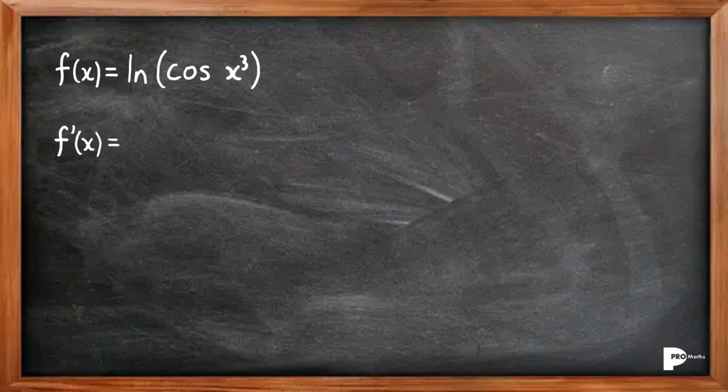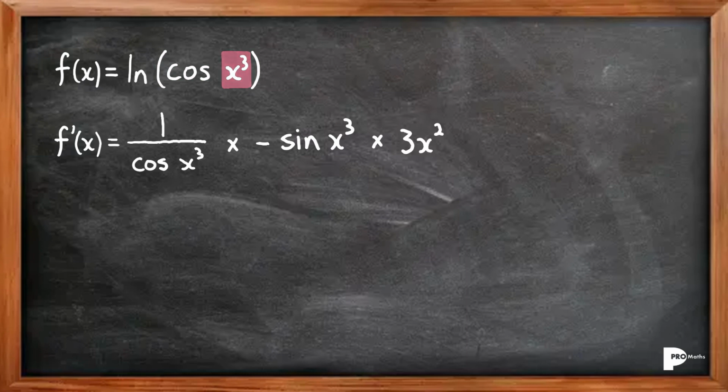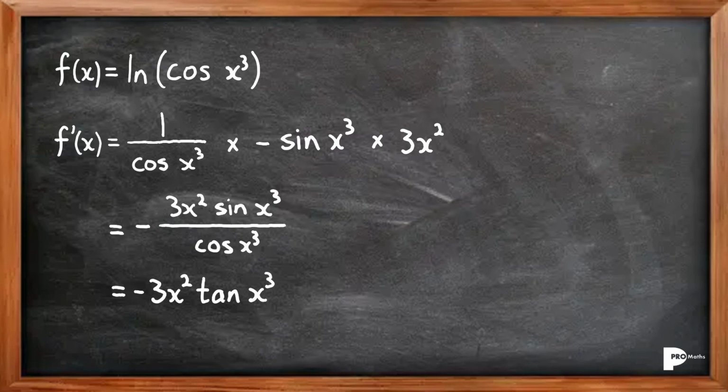So differentiate the outside, differentiate the next inside, or the next layer, I suppose. And then we multiply, and then differentiate the most inside. Multiply everything, this is what we get. And simplifying this gives us −3x² tan(x³). Pretty cool.